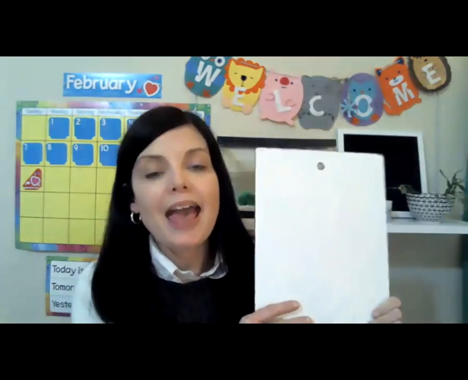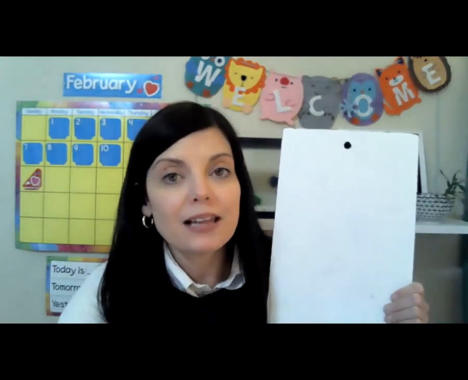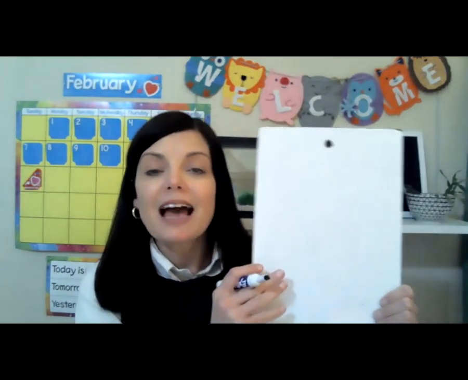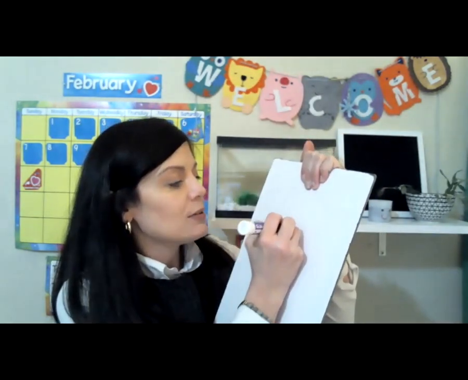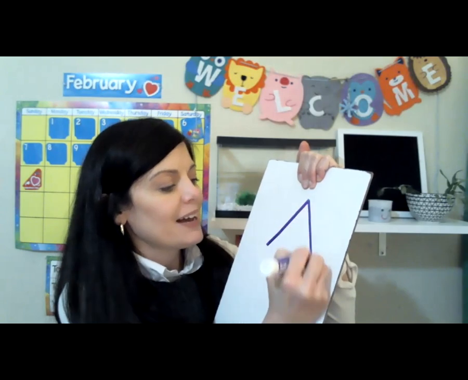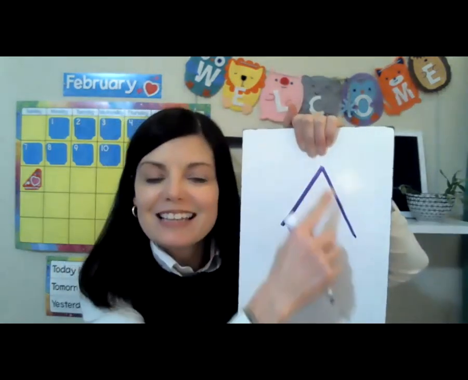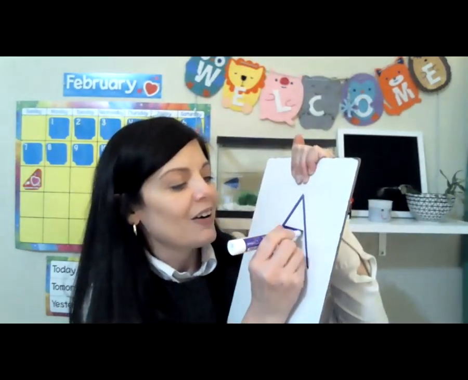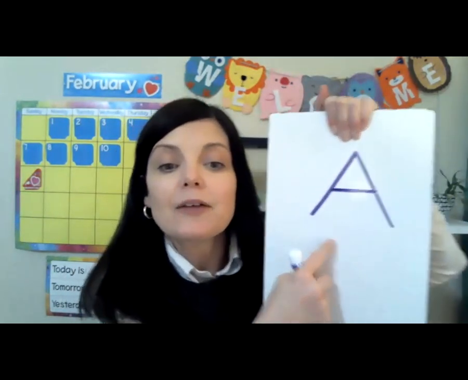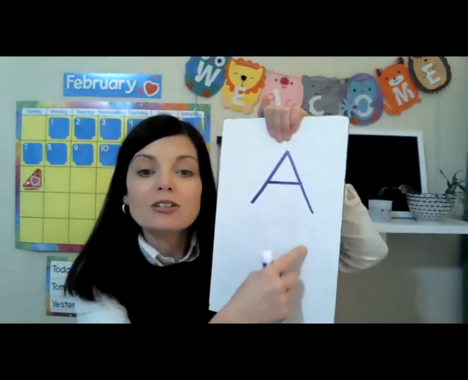Today's theme is A as in ants, and I love the letter A because it looks kind of like an ant hill. So let's make a line that goes up and one that comes straight down. See, doesn't that look like an anthill? And then let's make a tunnel straight across the middle.